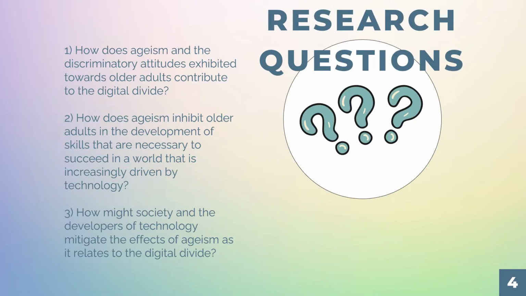So the three research questions that I've chosen to help guide my research are: 1, how does ageism and the discriminatory attitudes exhibited towards older adults contribute to the digital divide? 2, how does ageism inhibit older adults in the development of skills that are necessary to succeed in a world that is increasingly driven by technology? And 3, how might society and the developers of technology mitigate the effects of ageism as it relates to the digital divide?